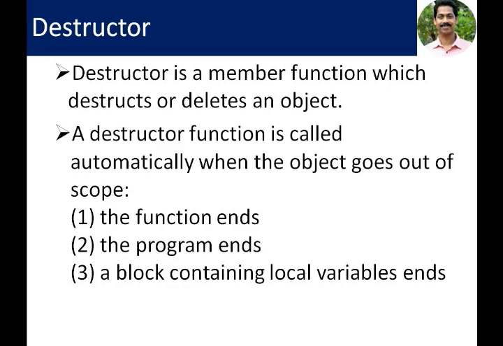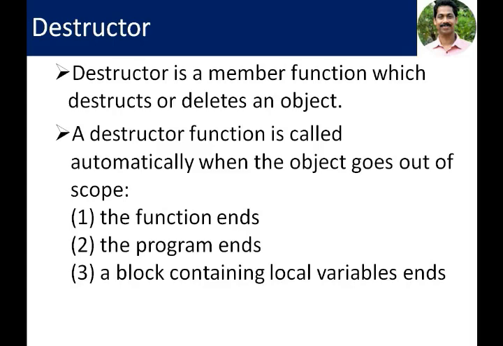A destructor function is called automatically when the object goes out of scope. The constructor is also called automatically. When the object goes out of scope, there are three conditions. One is when the function ends. When a function ends, all the objects defined inside that function go out of scope.